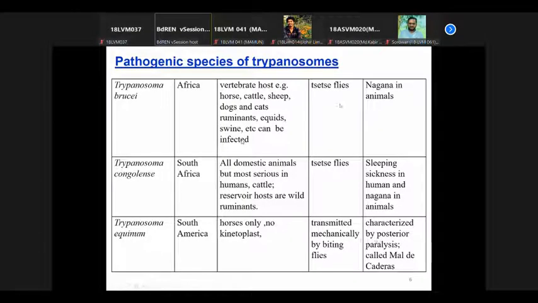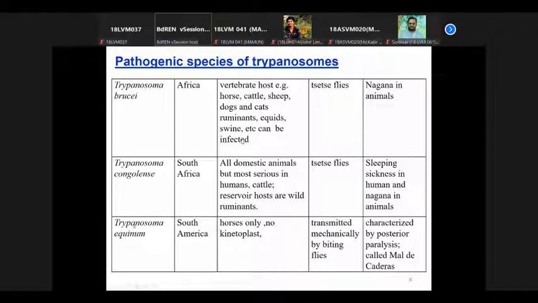So please look, Trypanosoma brucei and congolense both are causing Nagana in animals. Congolense causes sleeping sickness in humans. Brucei and congolense. Next, the third one, Trypanosoma equinum, South America. Look for this too, not in Africa. This is in South America, not in North America.